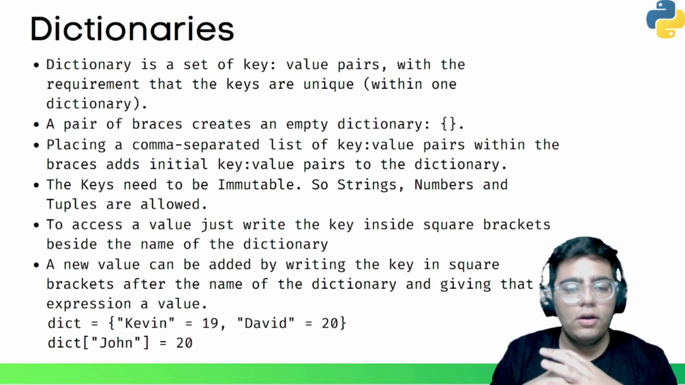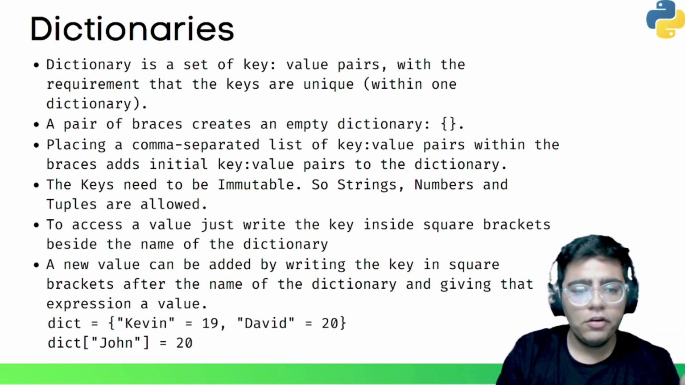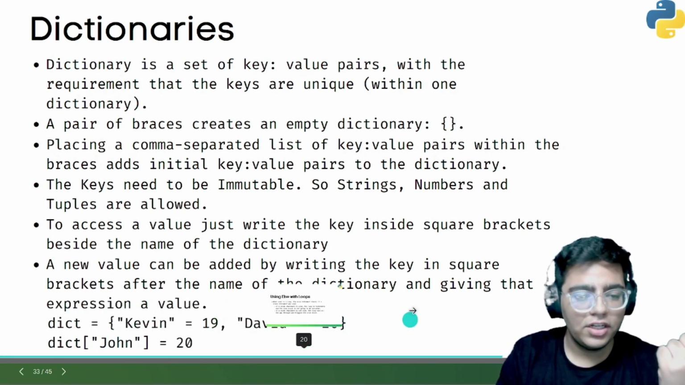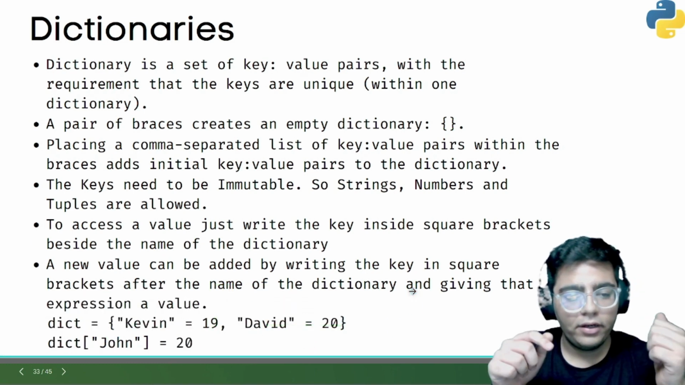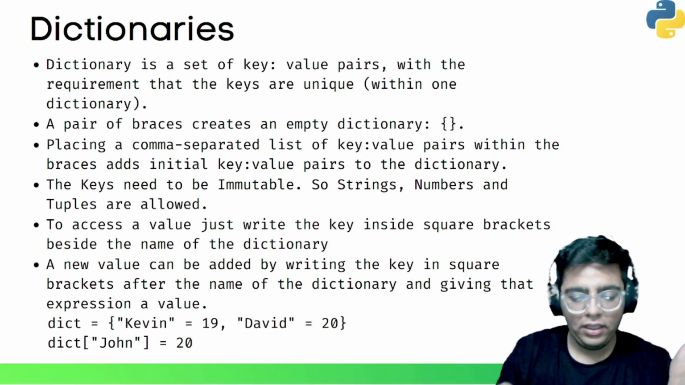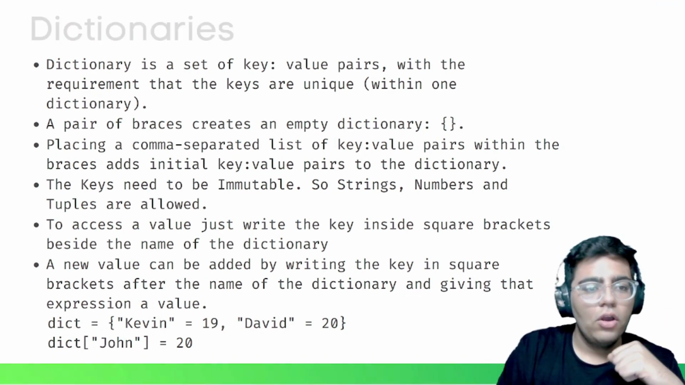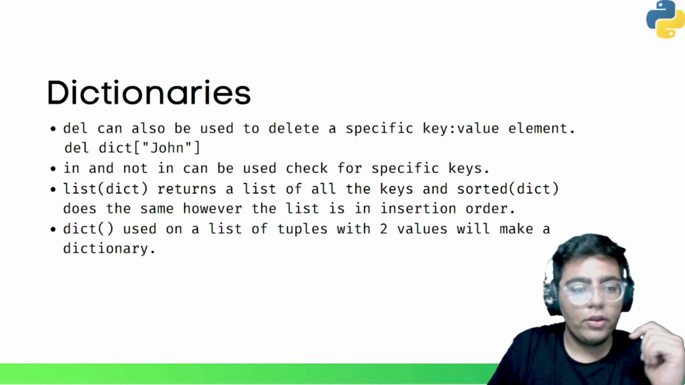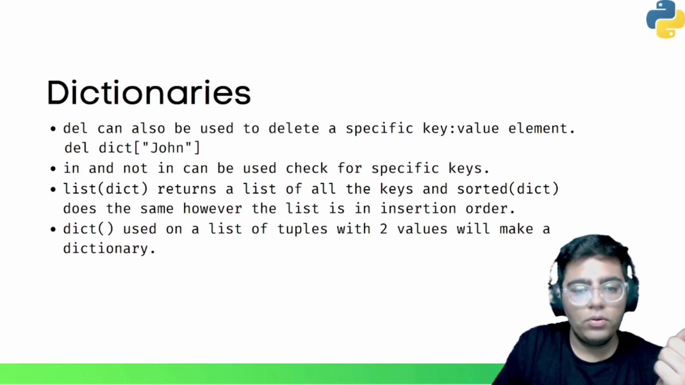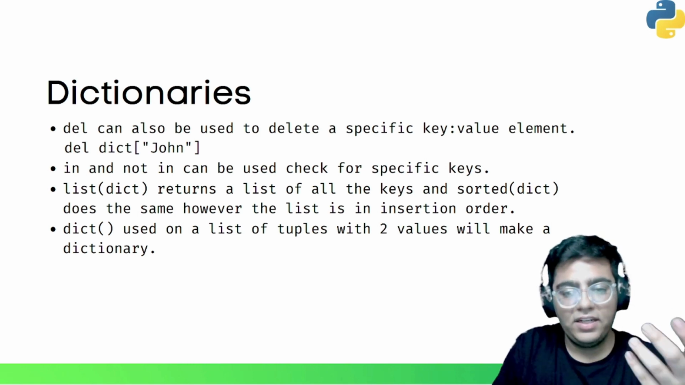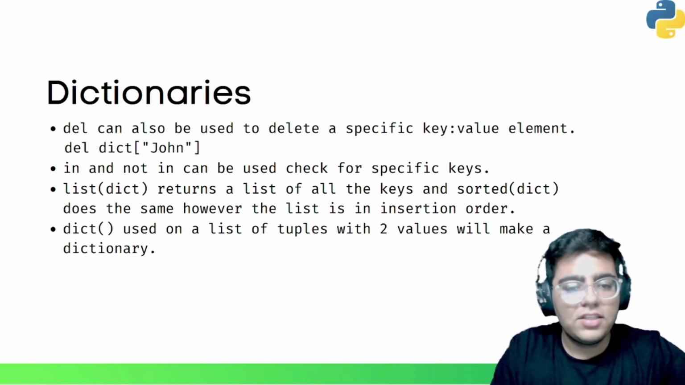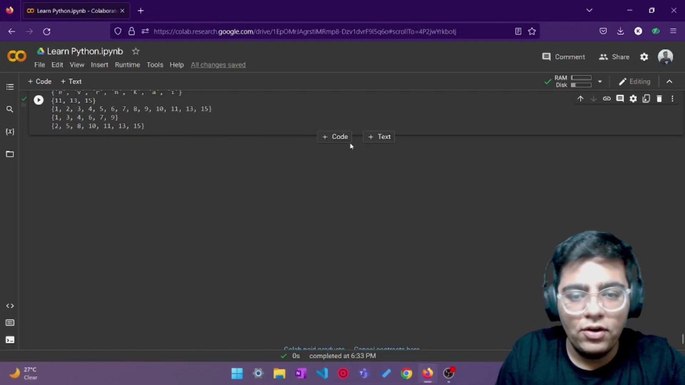To add new values to a dictionary, you can write the name of the dictionary, write in a bracket the name of the key, and then give it a value. Another thing is that you can also delete items, and you can use in and not in, which are two keywords, to check if specific keys are present in the dictionary. Let's code the dictionary and have a look at it.